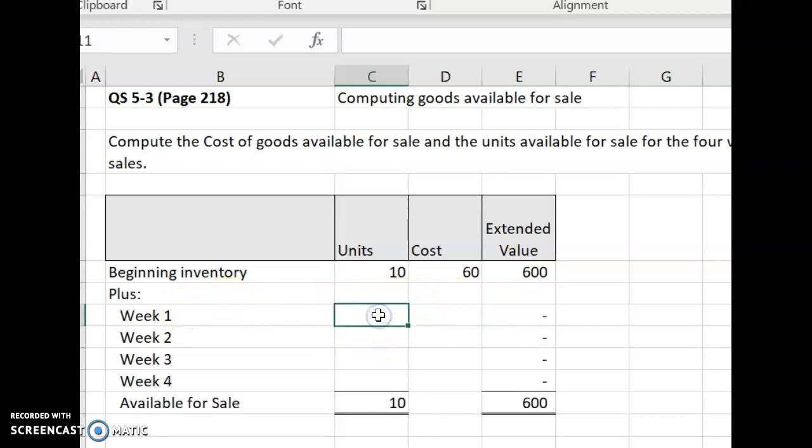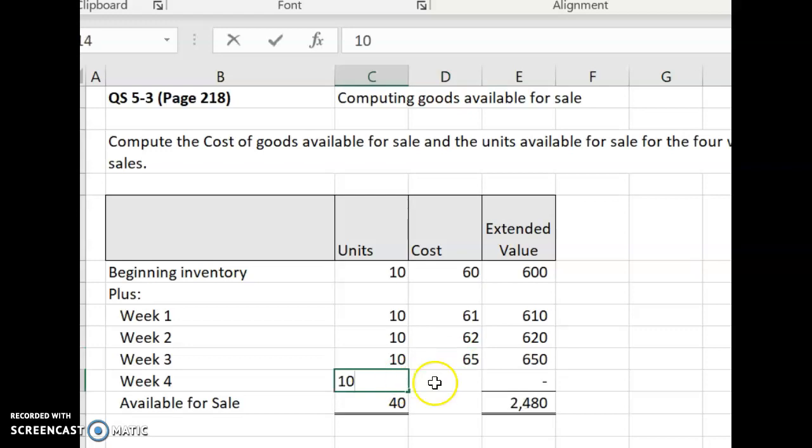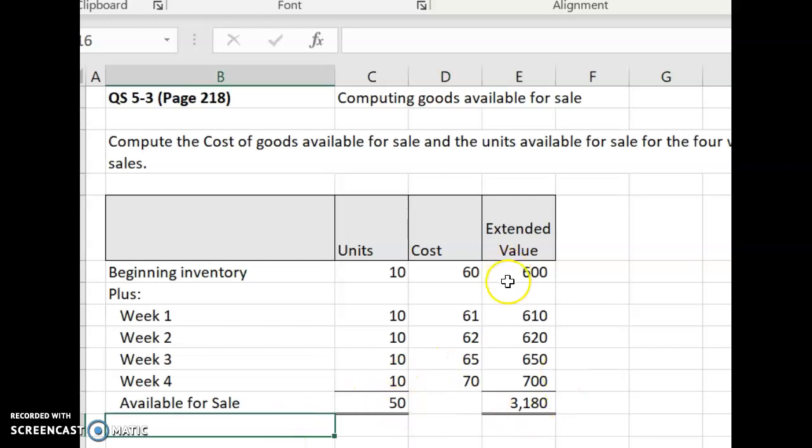Now for week 1, we purchased an additional 10 units at $61. Week 2 is 10 units at $62. Week 3 is an additional 10 units at $65. And week 4 is 10 units at $70. The question asks us how many units are available for sale. 50 units are available for sale. What is the cost of those units available for sale? $3,180.